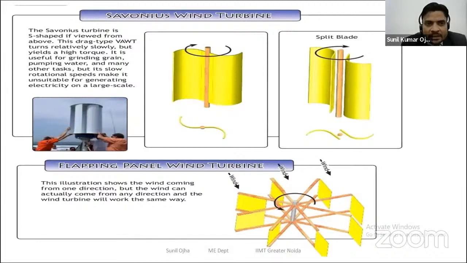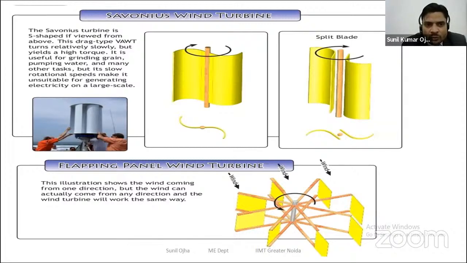Another is the Savonius wind turbine. If we look from the top, it looks something like an S shape. So the Savonius turbine is S-shaped if viewed from above. It is called a drag type vertical axis wind turbine.